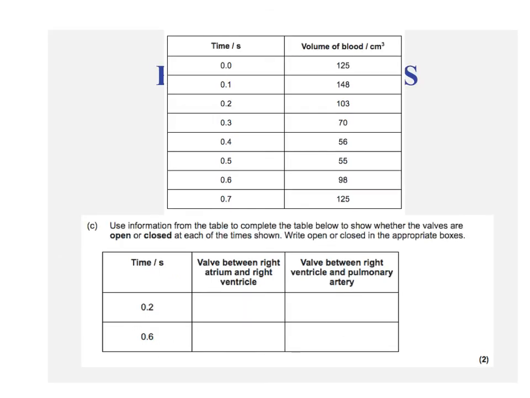And the final one. Use the information from the table below to show whether the valves are open or closed at each of the times shown. Okay, write open or closed in the appropriate boxes. So this is the volume of blood in the right ventricle now. We're not talking about the left anymore. And that's trying to trip you up, but it shouldn't do. It's exactly the same as the other side. Remember, the 2 cycles happen concurrently. So pause, think logically, and play again when you're ready.